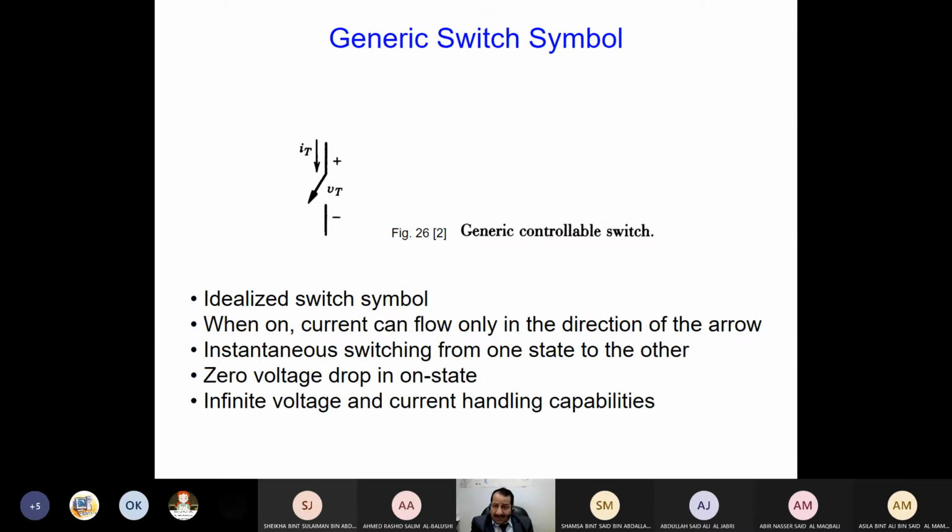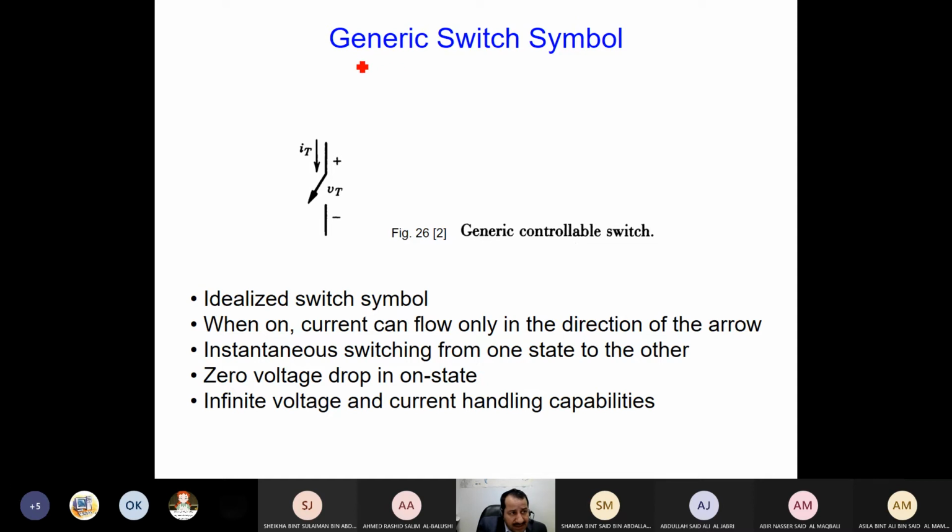Now, I revised the diode principles and characteristics. I discussed the thyristor, maybe you didn't discuss it before. Now let me discuss the generic switch.